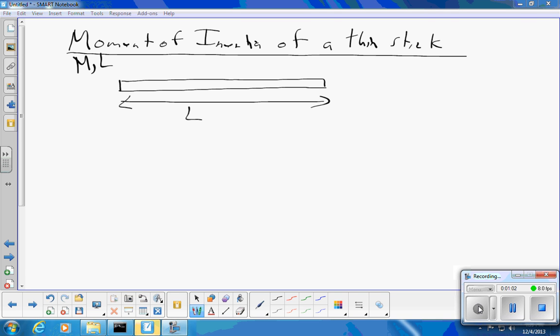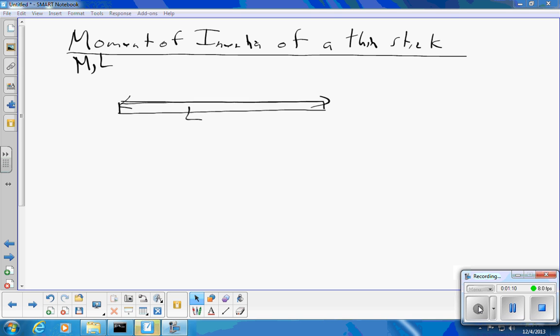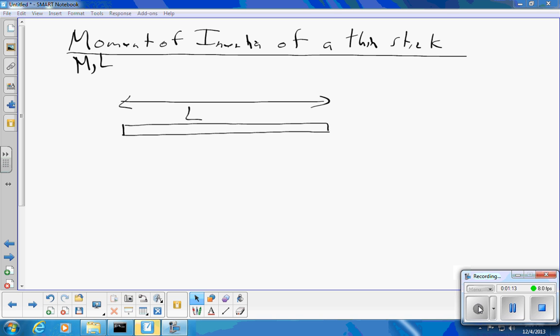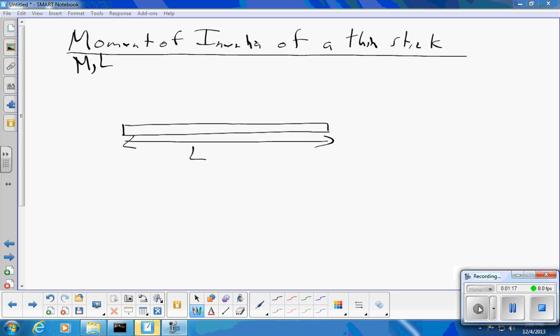Okay, obviously I can't answer this question, what's the moment of inertia of a thin stick, because I haven't specified an axis of rotation. Moment of inertia only has meaning once you've specified an axis of rotation. So the first one of these I do, I'm putting the stick here, there's length L. The first one I'm going to do is with the axis through the center of mass, which is the center of this stick. So here's my axis.